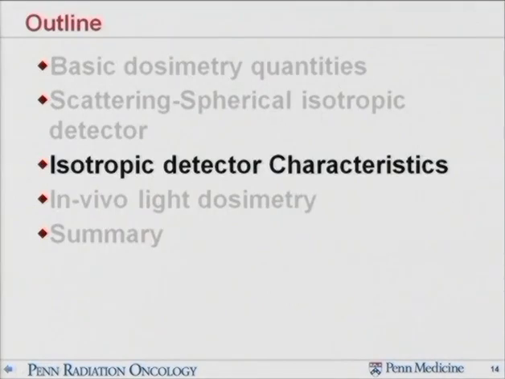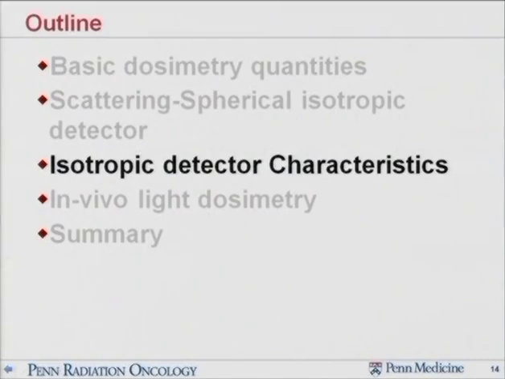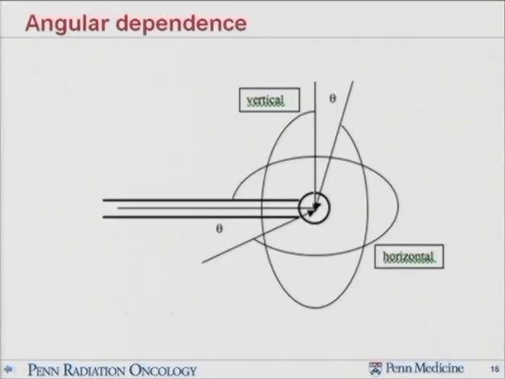So before we can use it clinically, the isotropic detector has to be characterized to determine its properties. One area to characterize is the isotropy. There are two angles one can typically measure. One is the so-called vertical direction, that is perpendicular to the stem direction of the isotropic detector. That direction is usually easier to make isotropic because it's very symmetric at this end. The other is the horizontal direction, that is, along the stem of the isotropic detector. In this particular direction, depending on how the isotropic detector is made, it may not be isotropic.